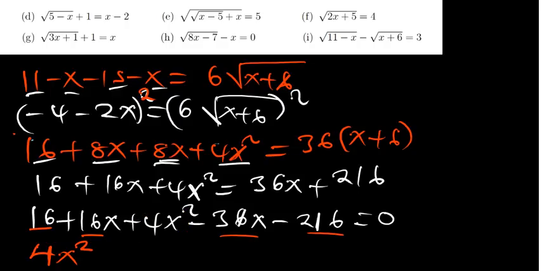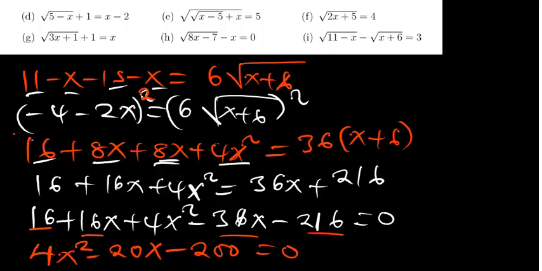Okay. So what is 16x minus 36x? Negative what? Negative 20, right? Negative 20x. So what is 16 minus 216? This has to be negative 200. Has to be equal to 0.